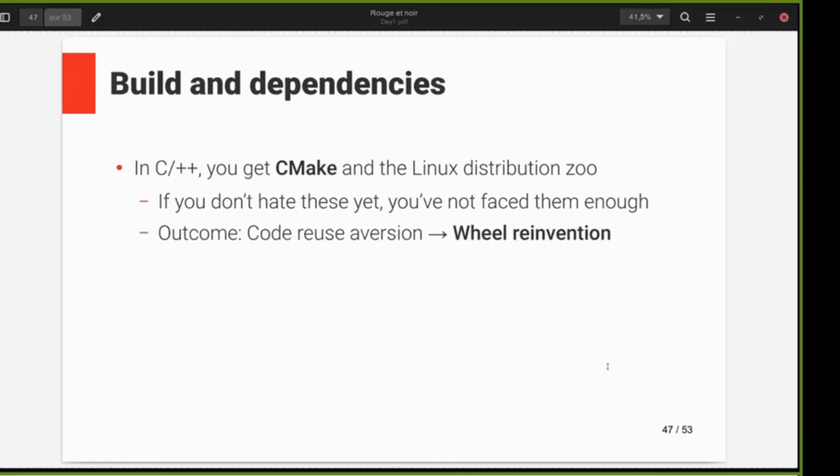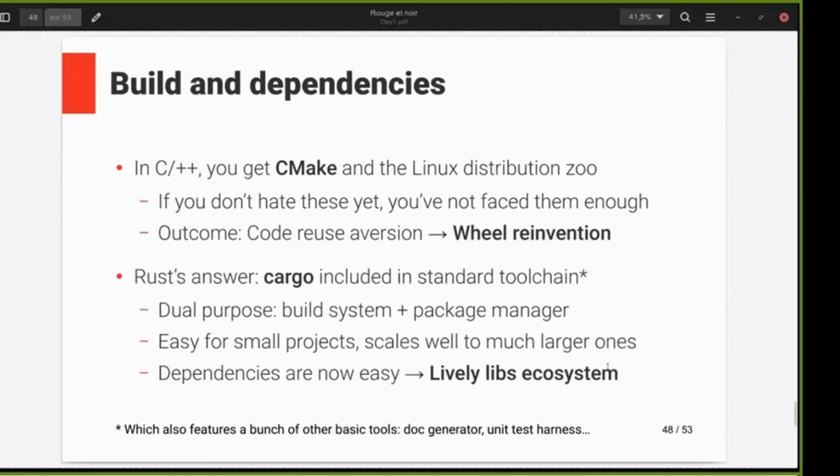The outcome of dependency management being so hard in C++ is that people in the C++ community have quite a high aversion towards code reuse. They will only reuse code if they really, really have to. Like, it would be a huge amount of work to rewrite that code. And this means that in the C++ community, we get a much higher tendency to reinvent the wheel over and over again than in other languages.